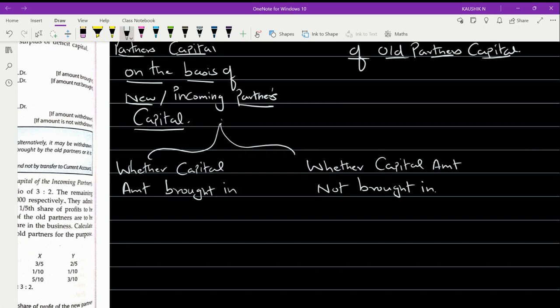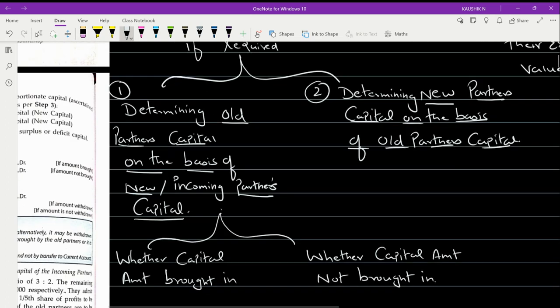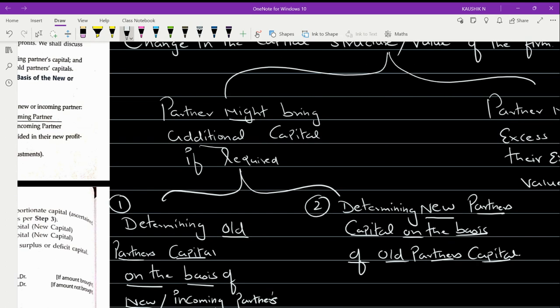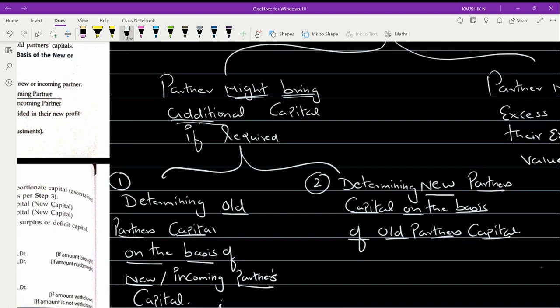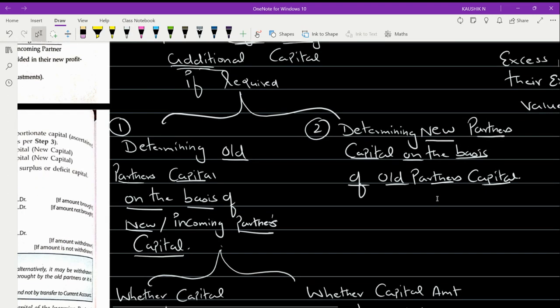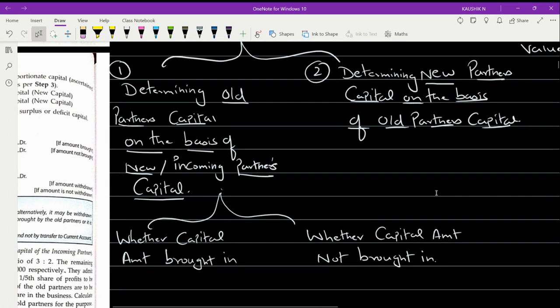So we have said very clearly it is a case where they have to bring additional capital. Partners might bring additional capital. Under this category only, we have got two different categories: on the base of the new partners' capital, and on the base of old partners' capital. Whatever the method is, if we have decided the method and then when we calculate it, we find the partner has to bring the capital, then if the partner has brought the capital, what is the journal? If the capital has not been brought, then what is the journal?